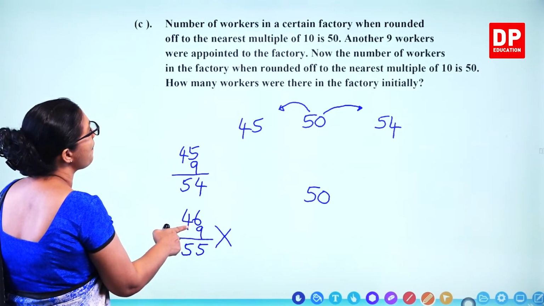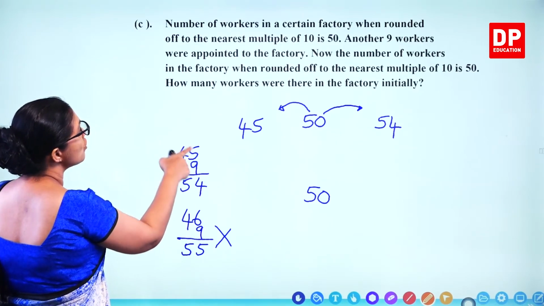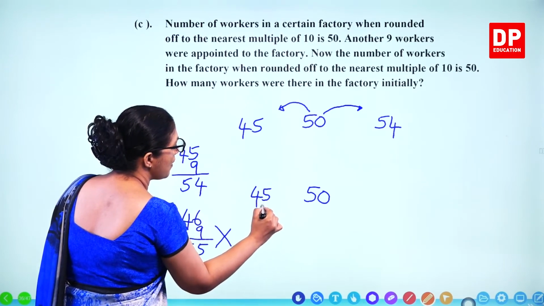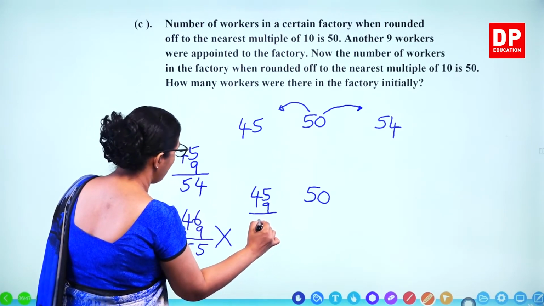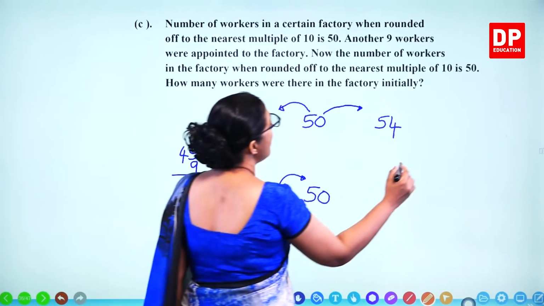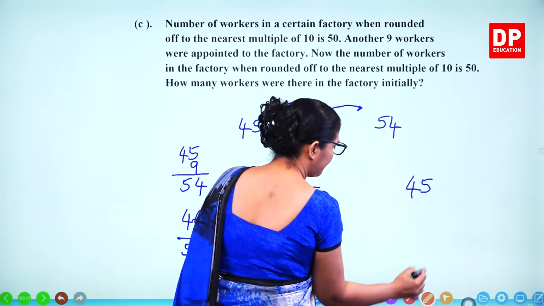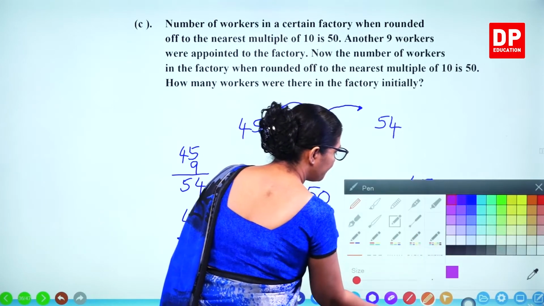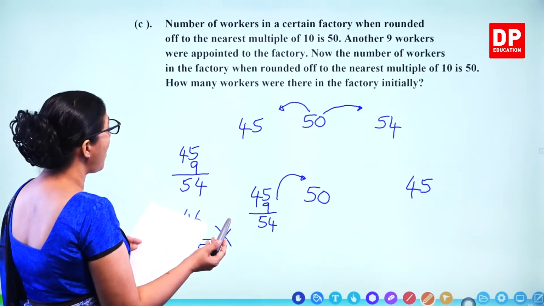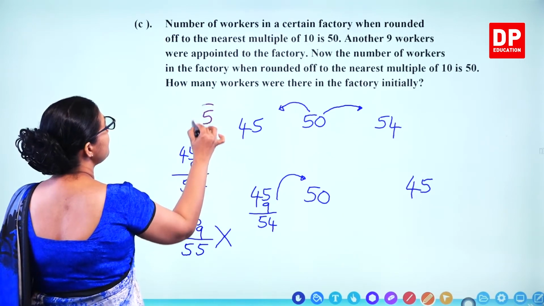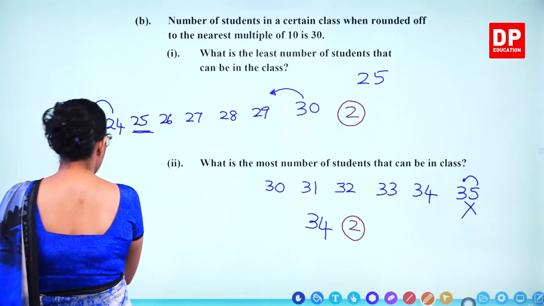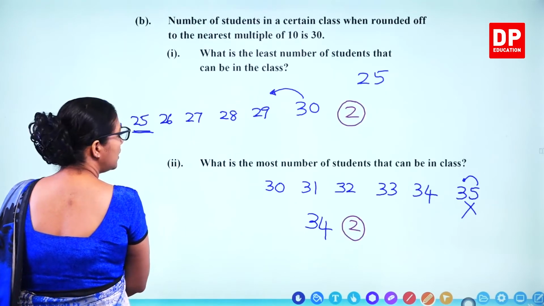So what is the lowest number? Initial value should be 45. If it's 45 plus 9, you are getting 54. That's rounded to 50 again. So the answer is 45. So how many marks for that one? You are getting 5 marks. So 5 here and 4, 9. 9 plus 2, 11 marks.